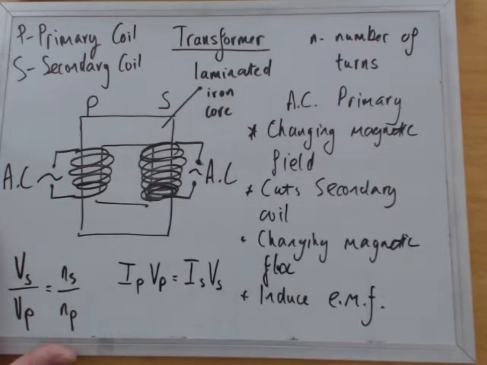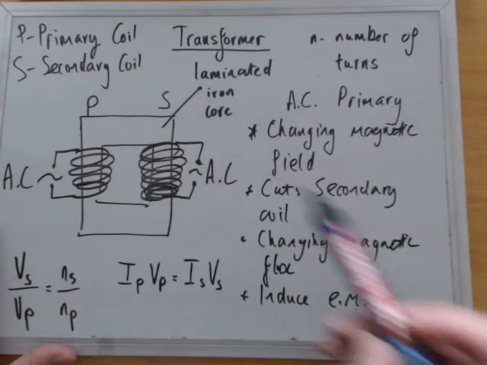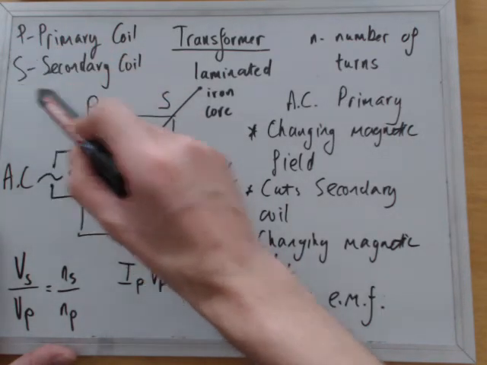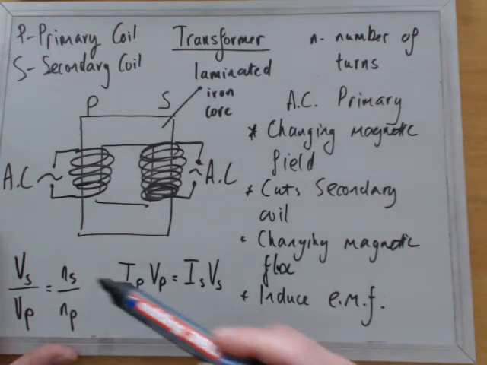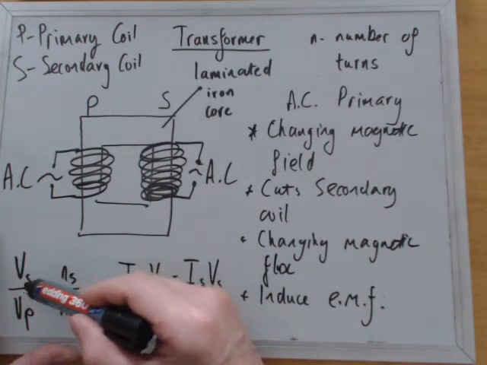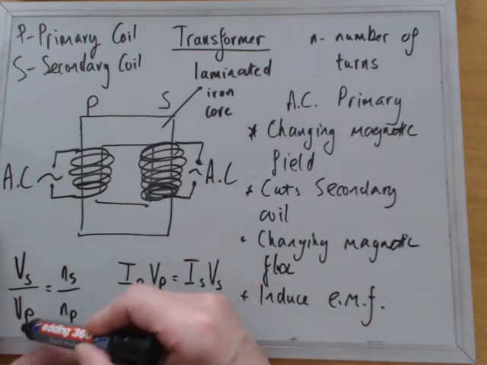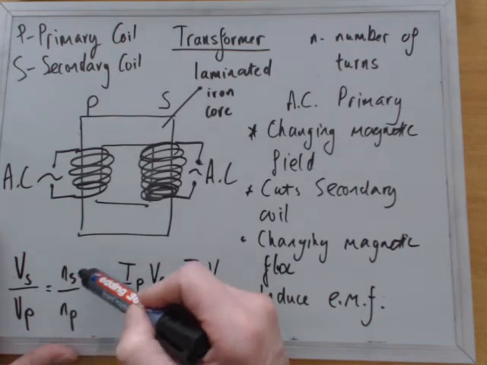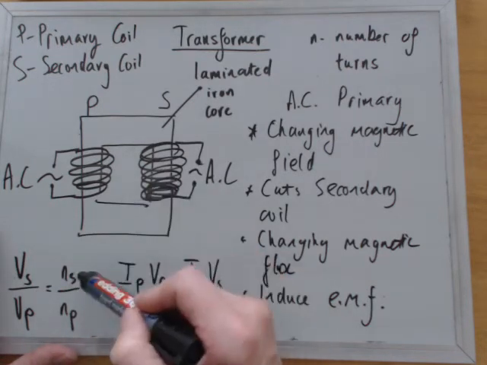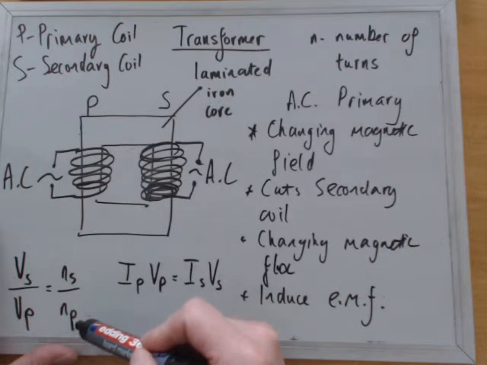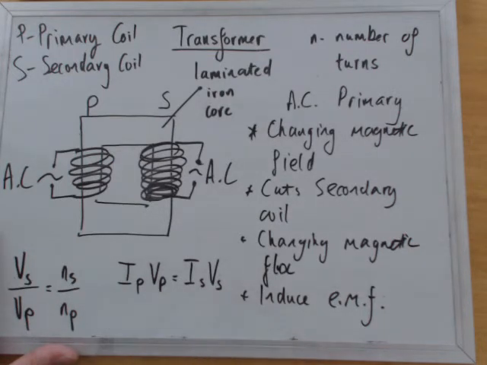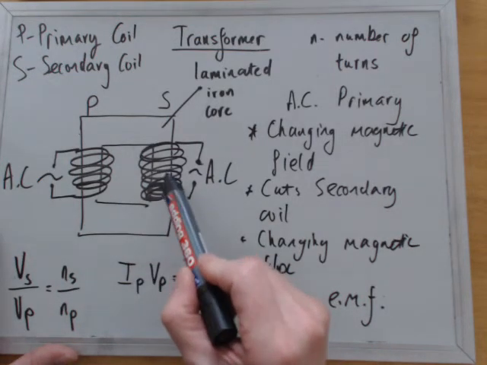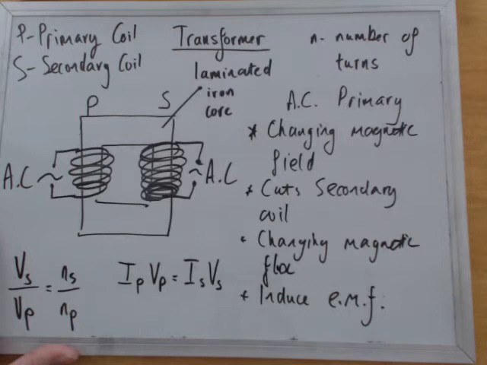So if we look at some equations here, first of all, you've got P for primary coil, S for secondary coil, N is the number of turns, and you find that the ratio of the voltage across the secondary divided by the voltage, the EMF, if you like, across the primary, is equal to the ratio of the number of turns on the secondary coil divided by the number of turns on the primary coil. Using that equation, you'll find effectively if you've got more coils on the secondary than the primary, you'll get a step up. So 10 volts could go up to 100 volts, for instance.